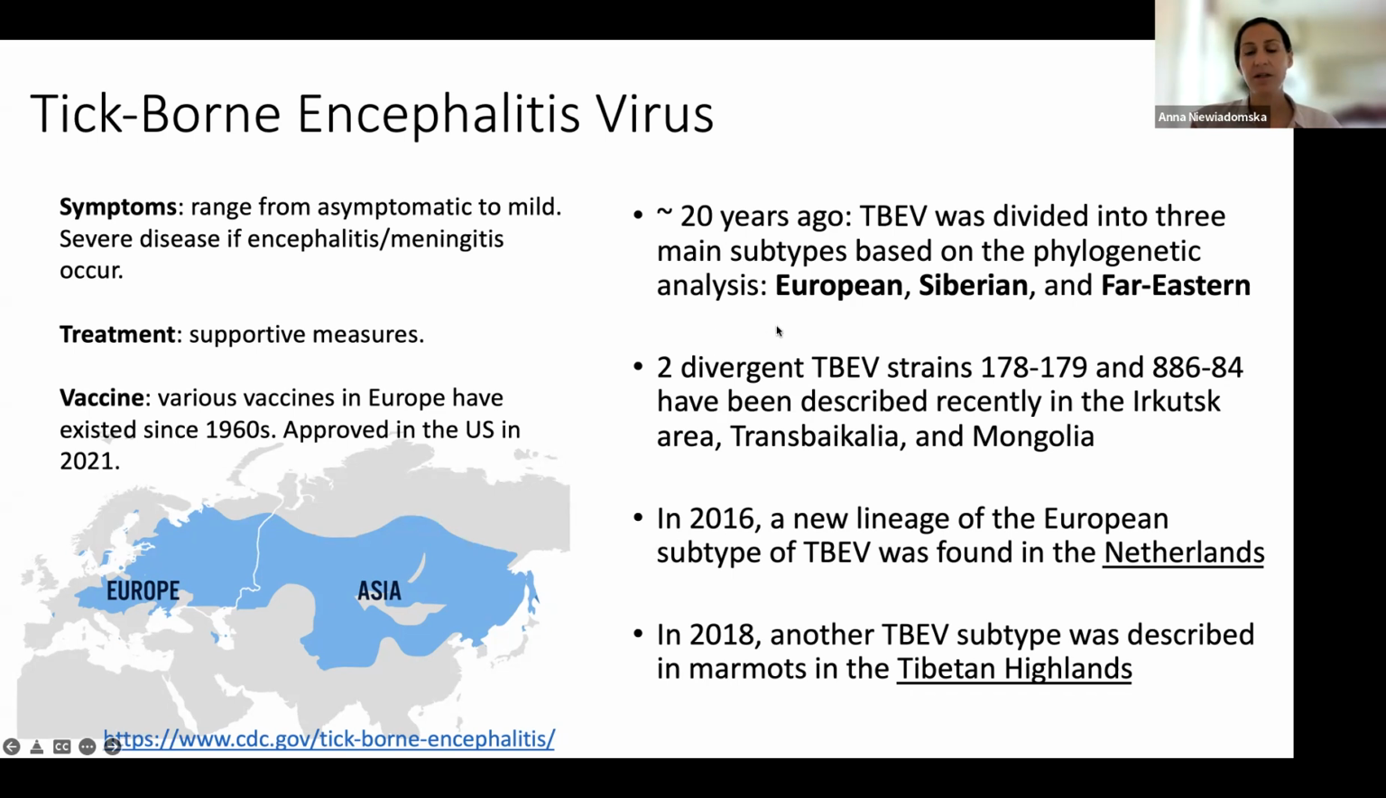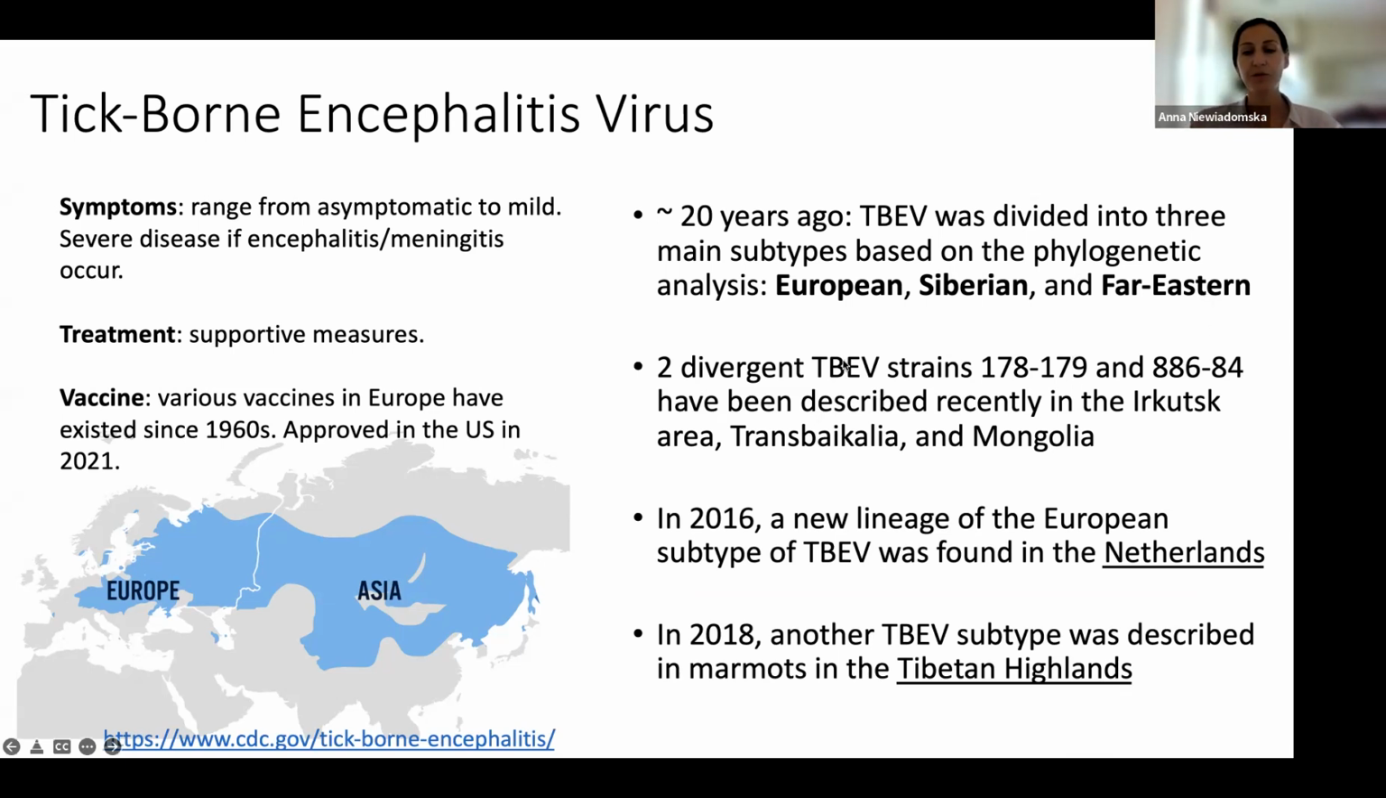But since then, as this virus has grown and as surveillance for this virus has grown, and particularly with climate warming, it's become more of a problem, and with the spread of ticks into more geographic places, surveillance has increased, and several new divergent tick-borne encephalitis virus strains have been found that fall outside of these three main groups.